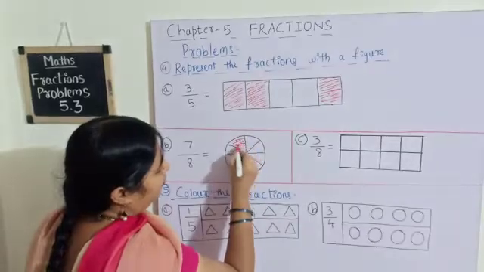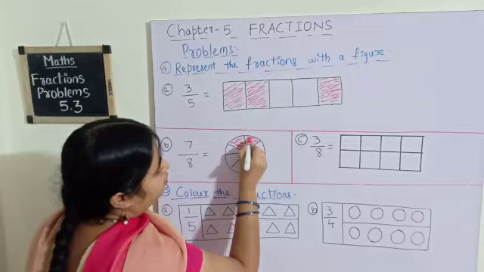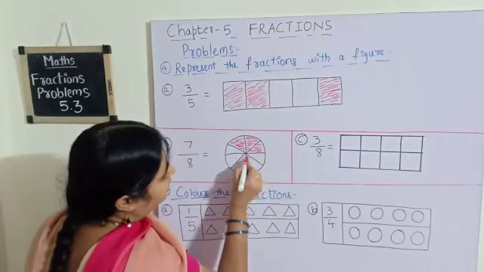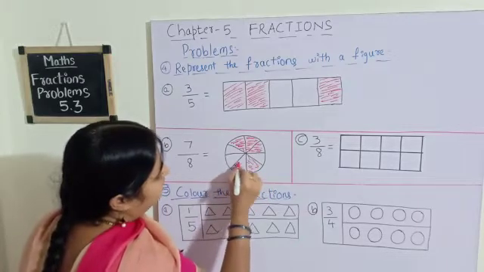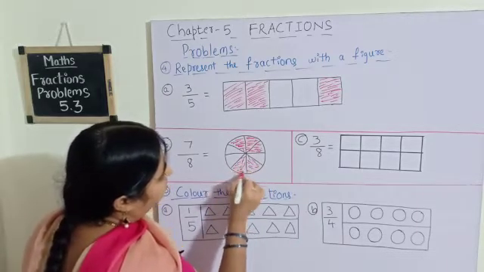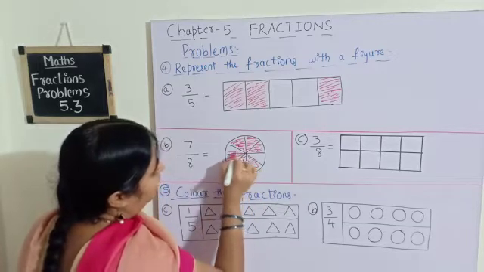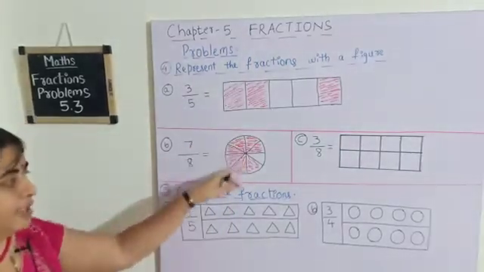Okay, 1, this is 2, and this is 3, this is 4, this is 5, this is 6, and this is 7. See, I have shaded 7 parts.